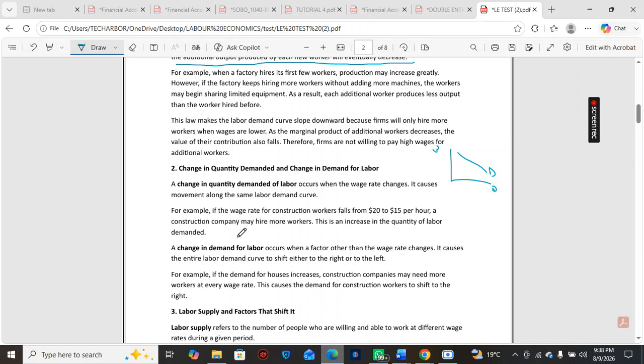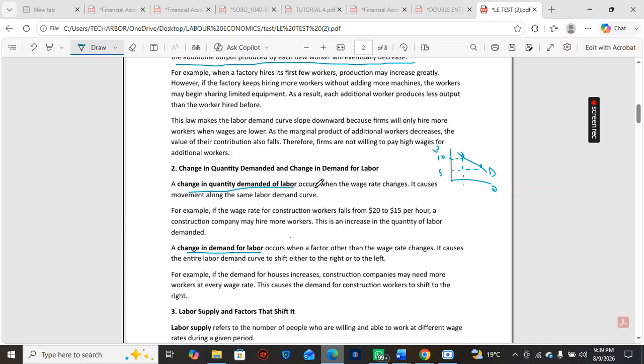So a change in quantity demanded for labor happens when there's a movement along the demand curve. Okay, so let's say here it's 10. Then the wage rate drops from 10 to 5. Okay. So here, this is a change in quantity demanded for labor when the wage rate changes. Okay, colleagues? This only happens when the wage rate changes.